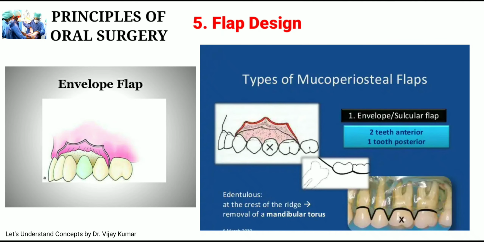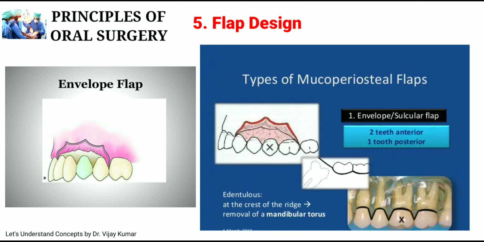First is the envelope or circular flap, right? It is the most common type of flap, and the incision is made to a width of 2 teeth anterior and 1 tooth posterior to the tooth being treated. After that it is given intracrevicularly around the neck of the teeth along the marginal gingiva on the buccal or lingual aspects, including the interdental papilla. So you have to include the interdental papilla, right?